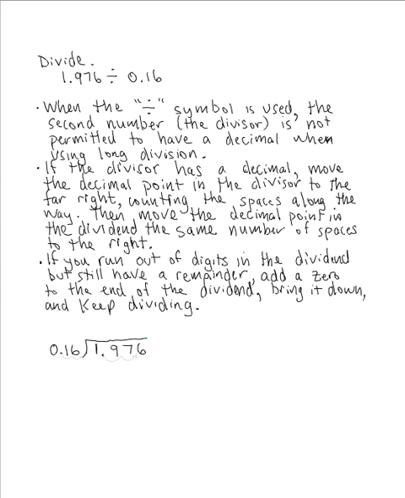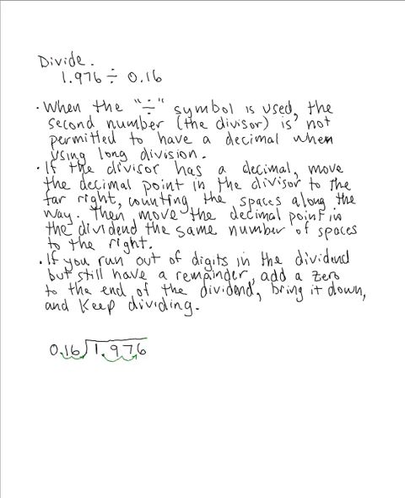Notice that our divisor has a decimal. We're going to have to do something about that. So we're going to move the decimal in the divisor all the way to the right, counting spaces along the way. There were 2 spaces. To compensate for moving that, now we're going to move the decimal point in our dividend the same number of spaces to the right. 1, 2. So that will end up between the 7 and the 6.